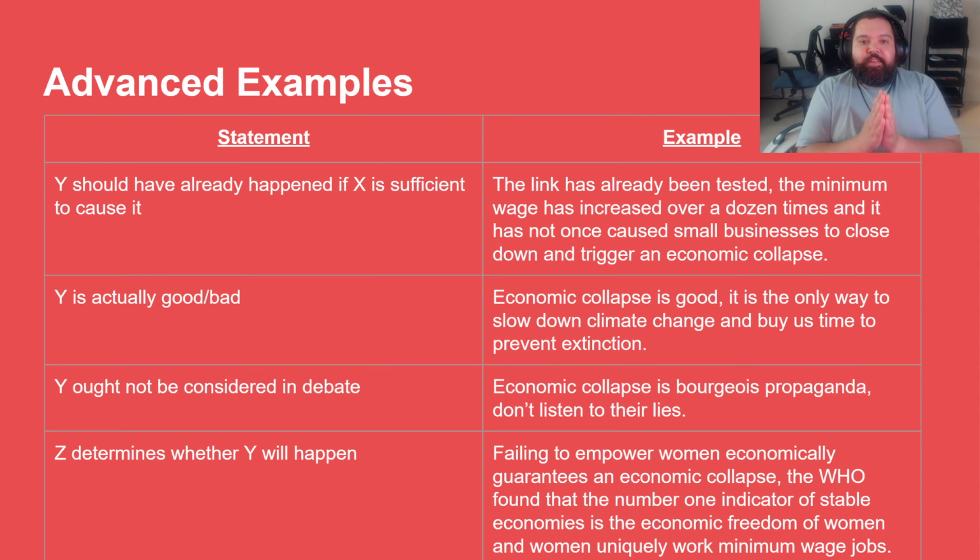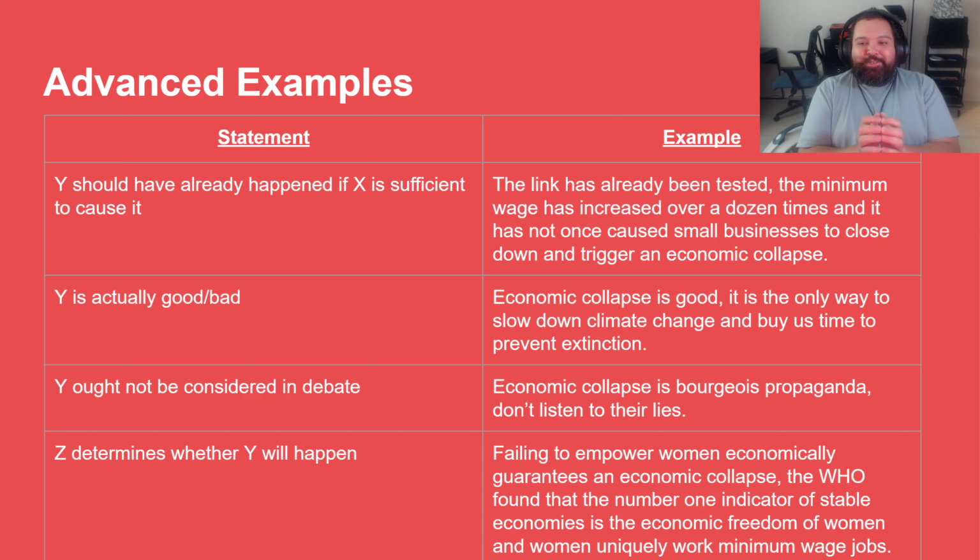Y should have already happened if X is sufficient to cause it. The link has already been tested. The minimum wage has increased over a dozen times, and it has not once caused small businesses to close down and trigger an economic collapse. It is therefore empirically denied. The link has been tested. Y is actually good or bad. Economic collapse is good. It's the only way to slow down climate change and buy us time to prevent extinction. That's our impact term.